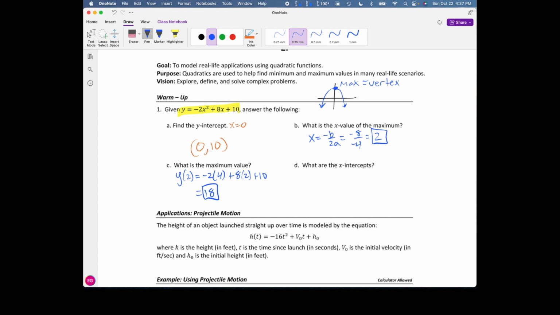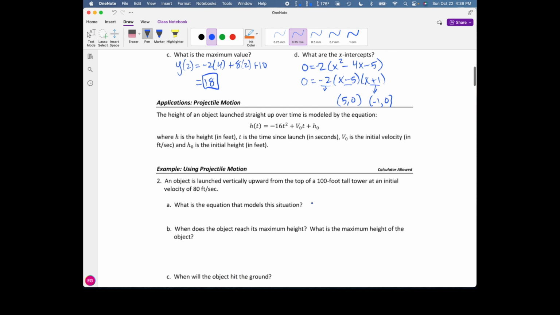Next, it asks us what the x-intercepts are. So we can either factor or use the quadratic formula. Factoring is always easiest, so that is what I will do here. I'm going to first factor out a negative 2. That'll give me x squared minus 4x minus 5. And let's see, that's going to be (x minus 5)(x plus 1). And I set each one of these things equal to 0. This one gives me nothing. This one will give me (5, 0) for an x-intercept, and this one here will give me (negative 1, 0). So those are our x-intercepts.